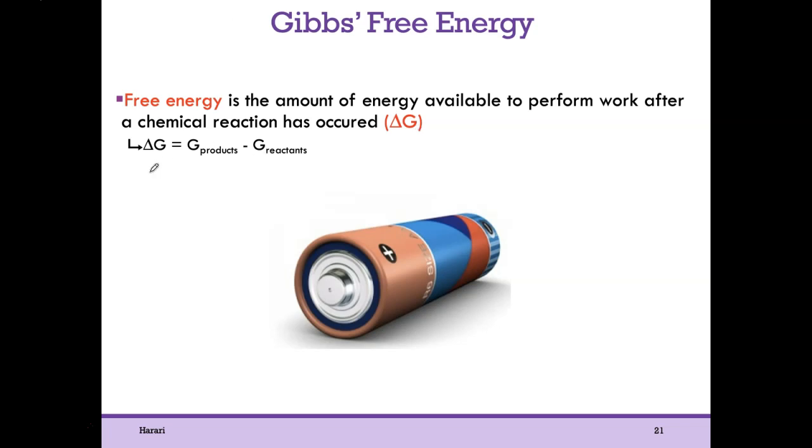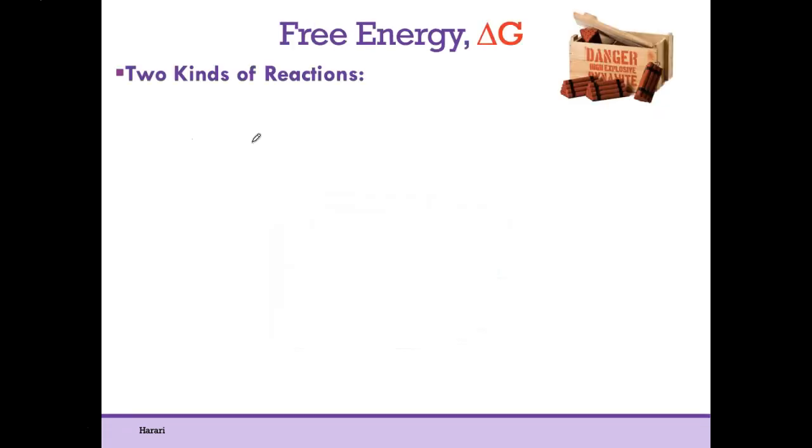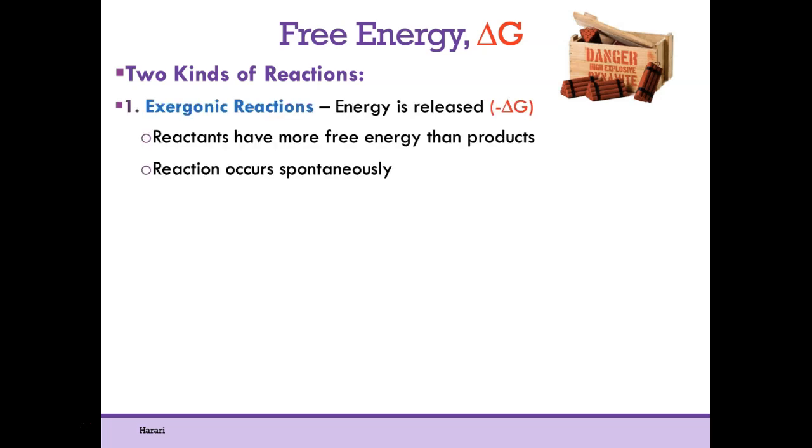And you can determine delta G by taking the free energy of the products and subtracting from that the free energy of the reactants. So the free energy is the amount of usable energy. And this is going to become important when we discuss these two kinds of reactions. Okay? So we can have two kinds of reactions, either endergonic or exergonic. We'll talk about exergonic reactions first. In an exergonic reaction, we have energy being released.